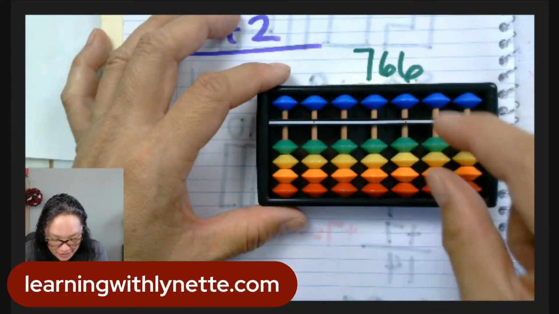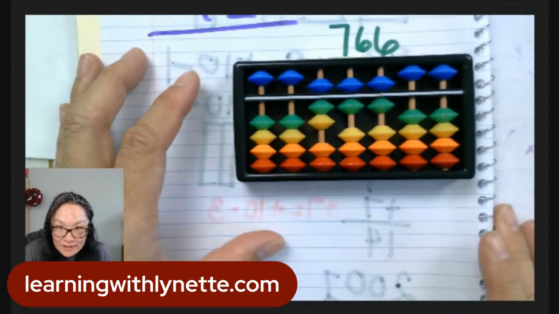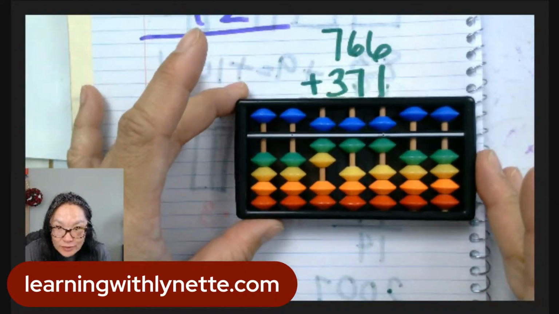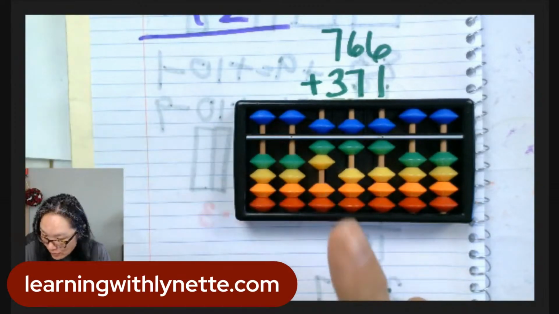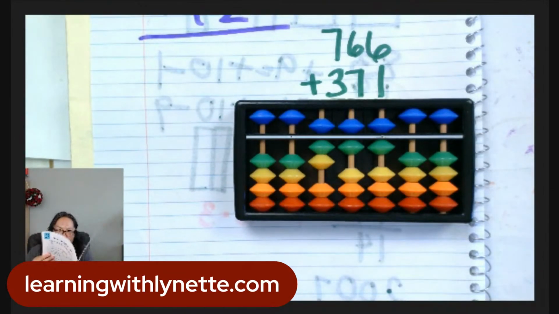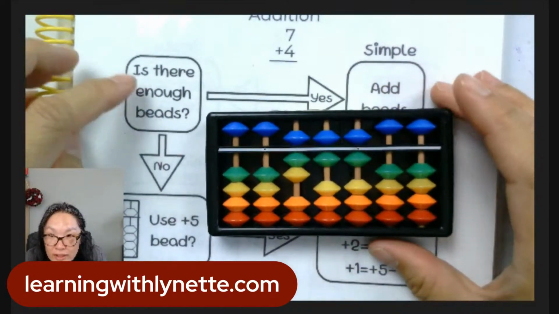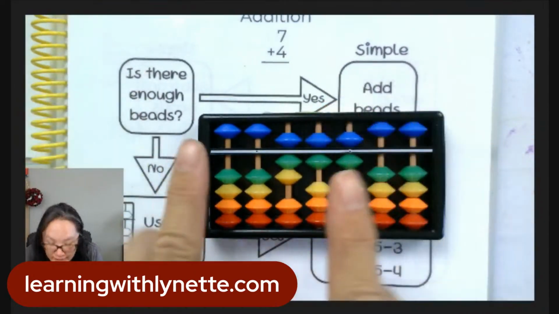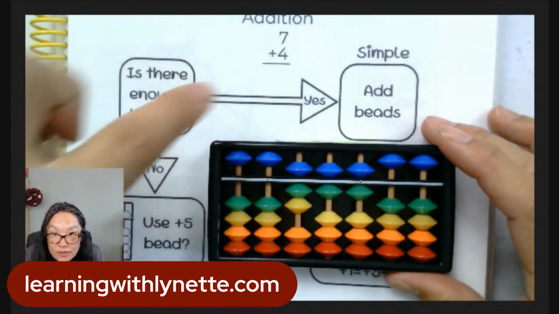Awesome! So we have 766. Right? And then we're going to add 3. Is there enough to add the 3? All right. Let's do it. We're going to add the 3. Is there enough to add the 3? Right? I need to add the 3 here. Is there enough to add the 3? Yes or no? No.